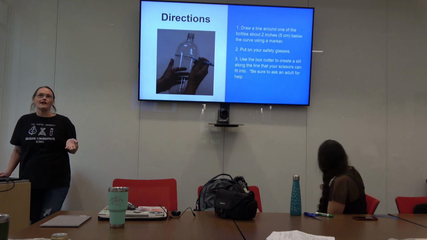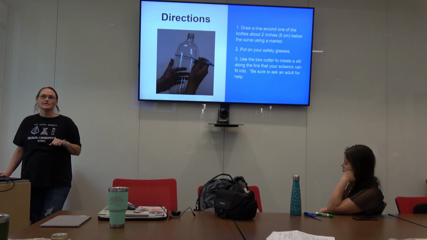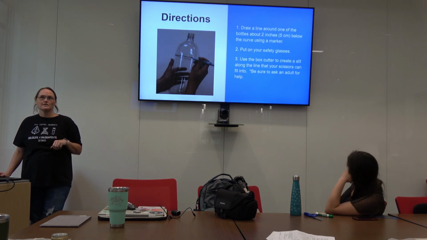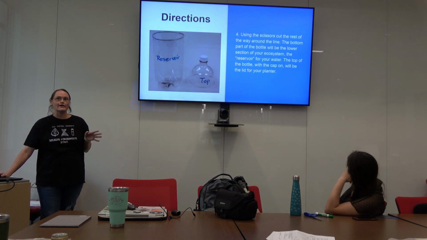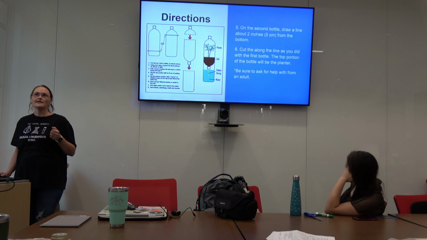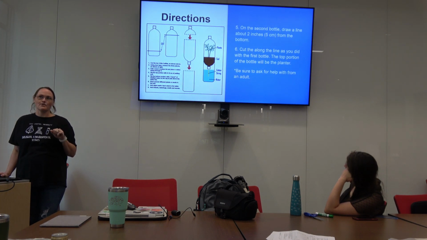So this is basically how you do it. You're going to cut the bottles. We'll use 2 bottles. Make a reservoir and a top. Don't throw any of it away because you're going to use both pieces. And then there's going to be a second bottle, and your column's actually going to look like that on the right once it's finished. And I did put in here, be sure to ask for help from an adult.